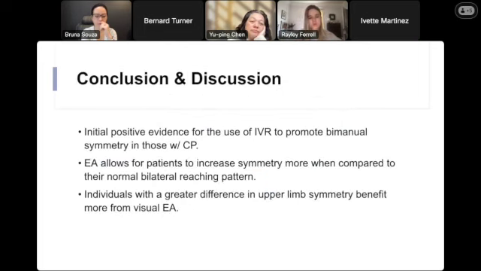And so getting into what I got from this, and we'll discuss it a little bit, is that this is good initial positive evidence for the use of IVR to promote bimanual symmetry in those with cerebral palsy, and that error augmentation allows patients to increase their symmetry more when compared to a normal bilateral reaching pattern. And lastly, something they also found, which I thought was pretty interesting, was that individuals with a greater difference in upper limb symmetry benefit more from visual error augmentation.